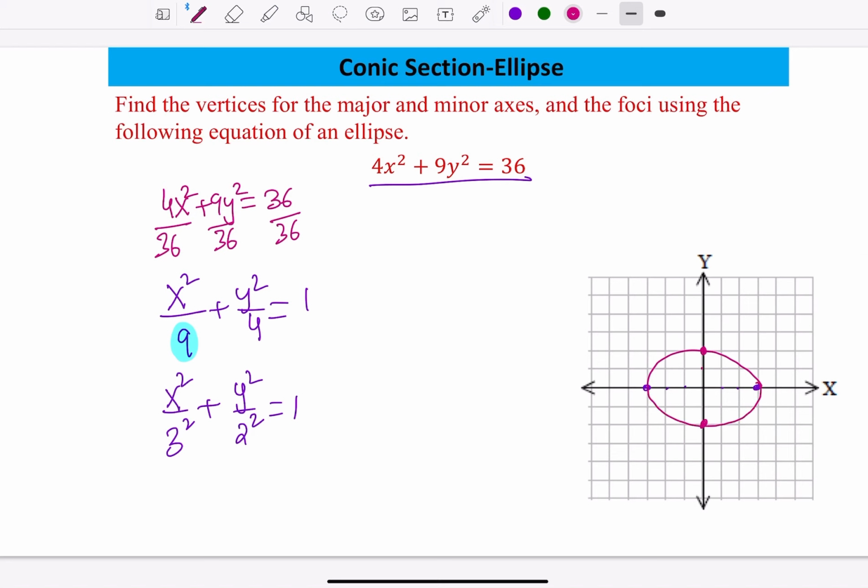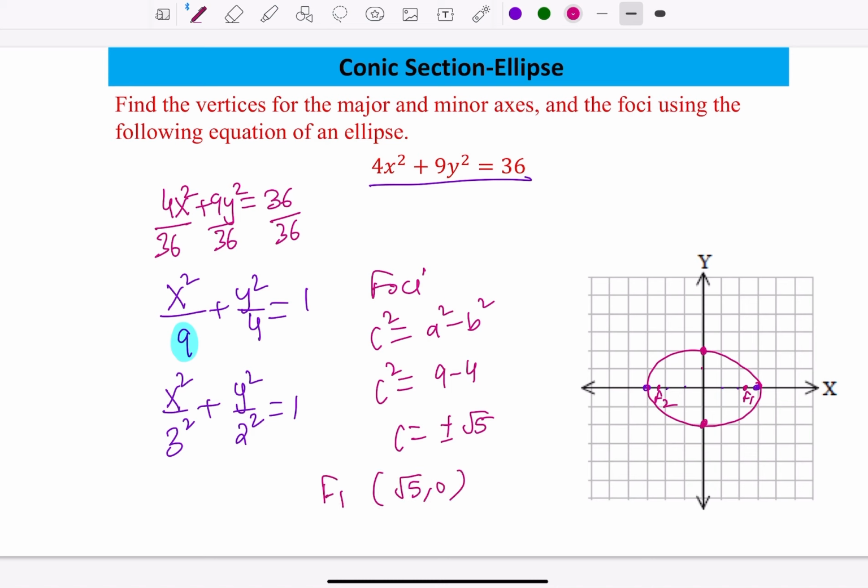We want to find the foci as well. So to find foci, we need c squared equals a squared minus b squared. c squared equals bigger number minus smaller number. c is equal to plus minus square root of 5. So square root of 5 is around 2 point something. So I'm going to mark F1 here, F2 here. Coordinates of foci, F1 would be root 5, 0, and F2 would be negative root 5, 0.